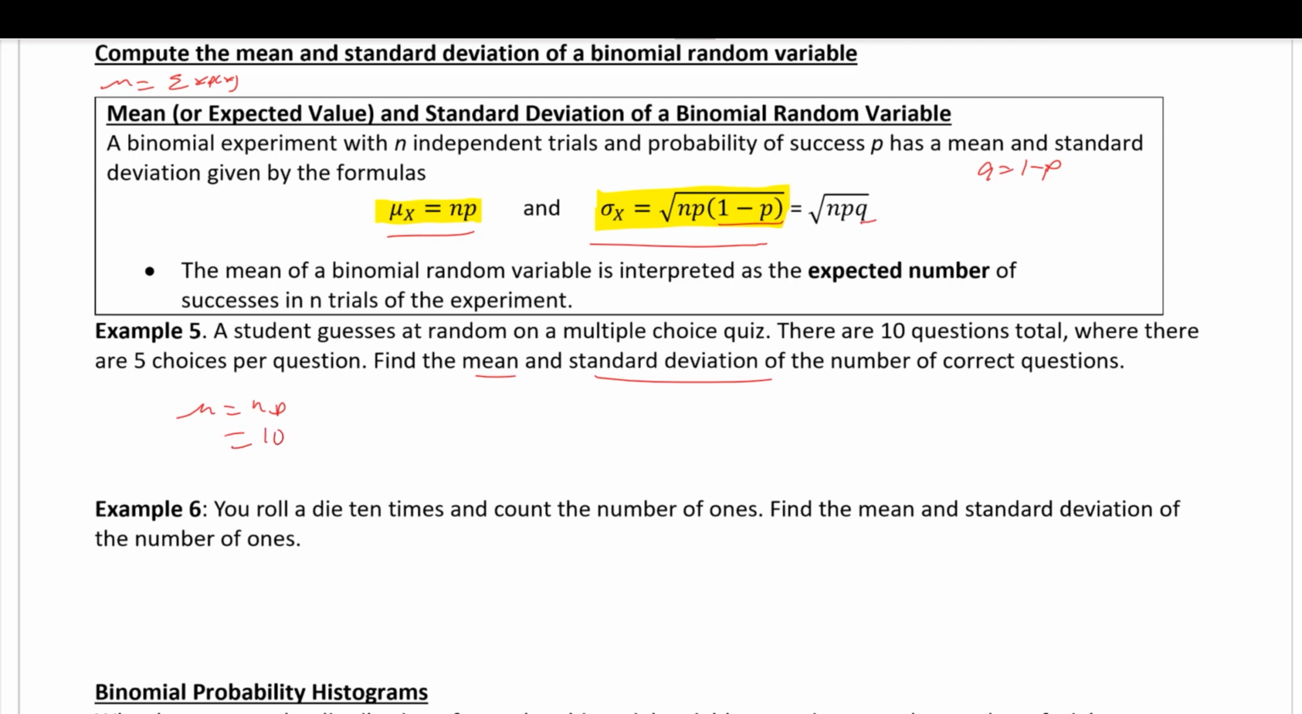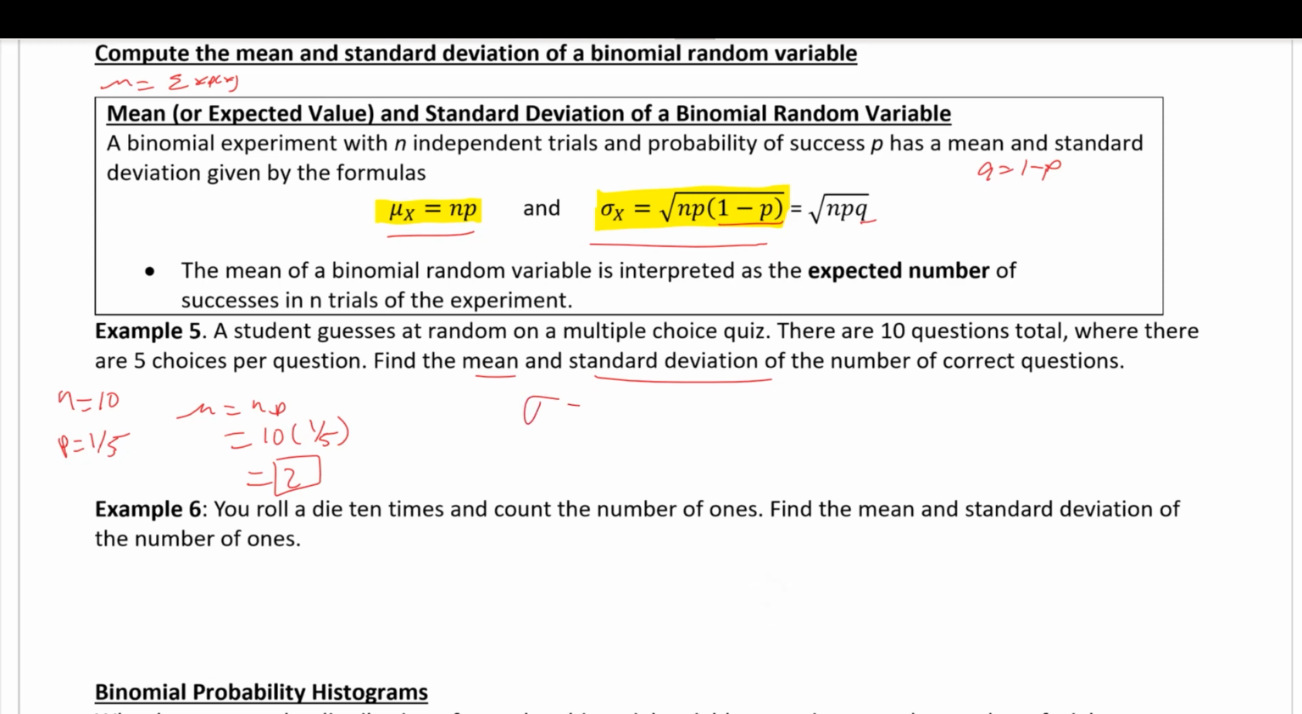Okay, if n is 10, and p is 1 out of 5, right? That was your n. That was your p. 10 divided by 5 is 2. Yeah, so on average, you expect to get 2 of the questions right.